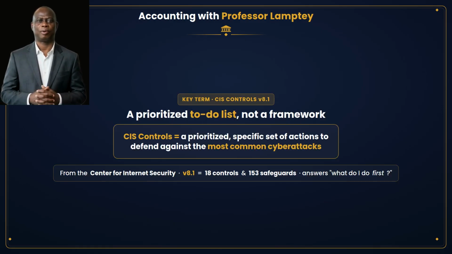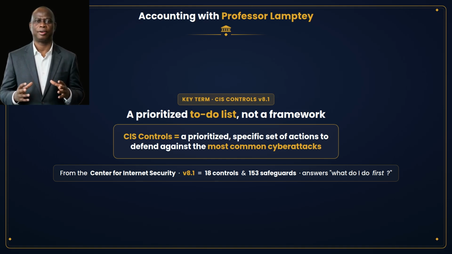Let's define it, write this down. The CIS Critical Security Controls are a prioritized, specific set of actions to defend against the most common cyber attacks, published by the Center for Internet Security. The current version, v8.1, has 18 controls and 153 underlying safeguards.